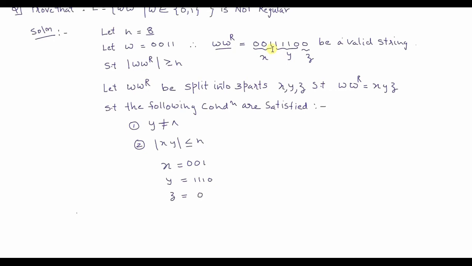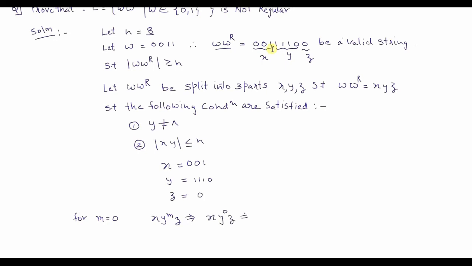For m equal to 0, because now for the pumping length, m from 0 to infinity, for any value of m from 0 to infinity, if I am able to prove x y raised to m z is not belonging to the language, only then I can say the language is not regular. So for m equal to 0, x y raised to m z can be written as x y raised to 0 z.